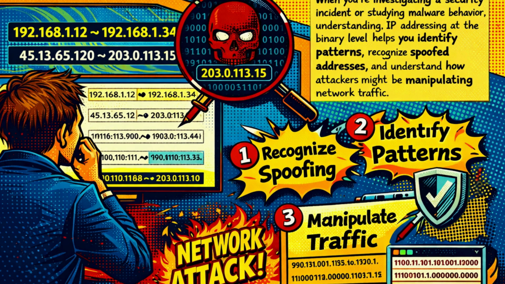This is called subnetting, and it's how network administrators divide larger networks into smaller, more manageable segments. From a security perspective, subnetting allows you to create network boundaries that can be protected with different security policies. You might put your web servers on one subnet, your database servers on another, and your employee workstations on a third subnet.